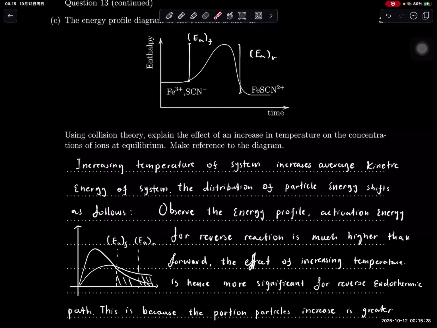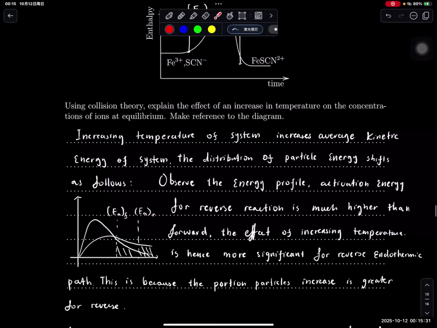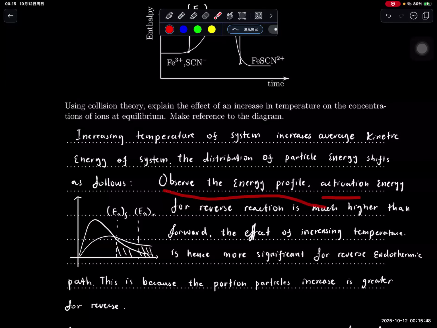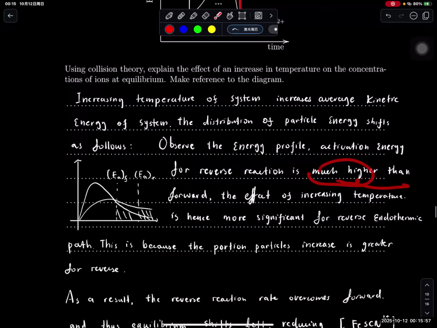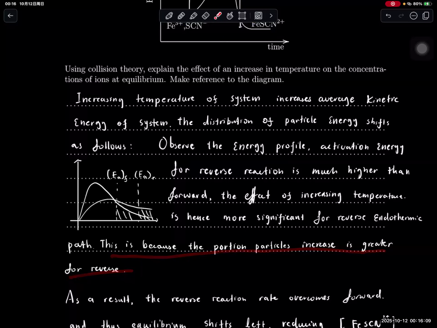As we discussed in class, it was actually lesson 1. A lower temperature gives you that Maxwell-Boltzmann distribution. A higher temperature gives you a flatter one, so that the area under the curve, the number of particles at that energy, is increased because of the temperature increase. Observe that on the energy profile, the activation energy for the reverse reaction is going to be higher. It's not much higher, but it's higher than the forward. So the effect of increasing temperature is more significant for the reverse endothermic direction. This is because the portion of particle increase is greater. Now I'll just talk about that again.